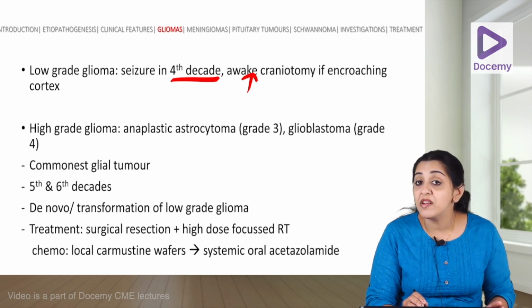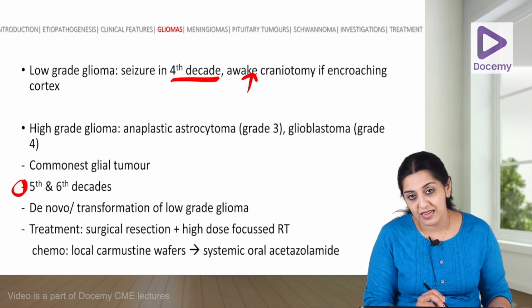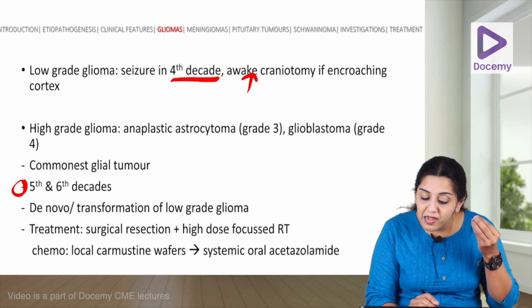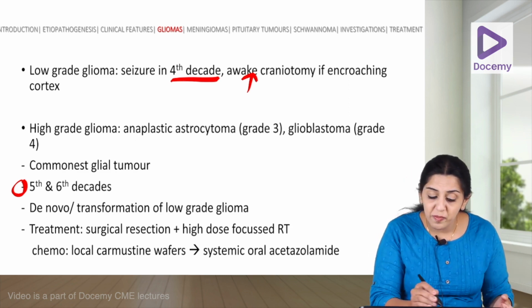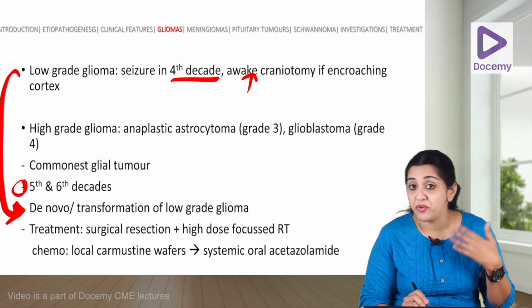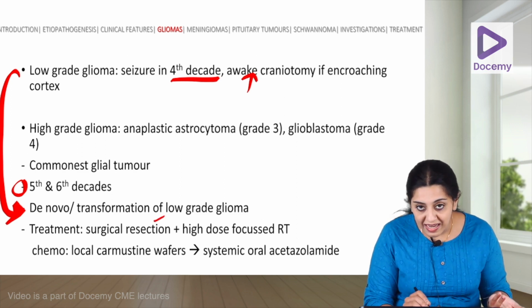Now, high grade gliomas are more common and it is seen in the elderly, like 5th and 6th decades, that is 40 to 50 and 50 to 60, right? It can happen de novo. It can just become a sporadic lesion, or it could be because of a transformation of the low grade glioma into a high grade one. Okay, what is the treatment? Of course, you need to surgically resect it.